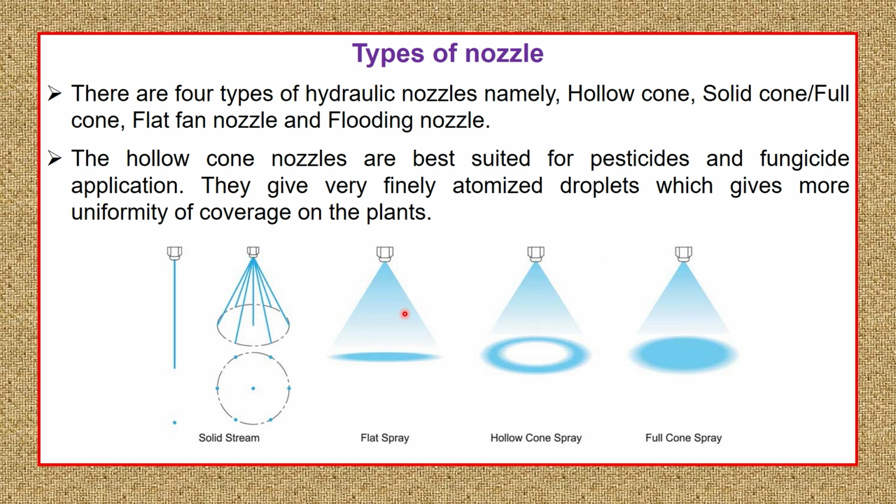So solid cone nozzle and flat fan nozzles are quite popular and recommended for spraying of weedicide or herbicides, whereas hollow cone nozzle is suitable for spraying insecticides or pesticides, because hollow cone nozzle produces droplets which are more uniform throughout the wet pattern they are producing, whereas in full cone nozzle and flat fan nozzles, the droplets are more dense at the center, and their density decreases as we proceed towards their periphery.